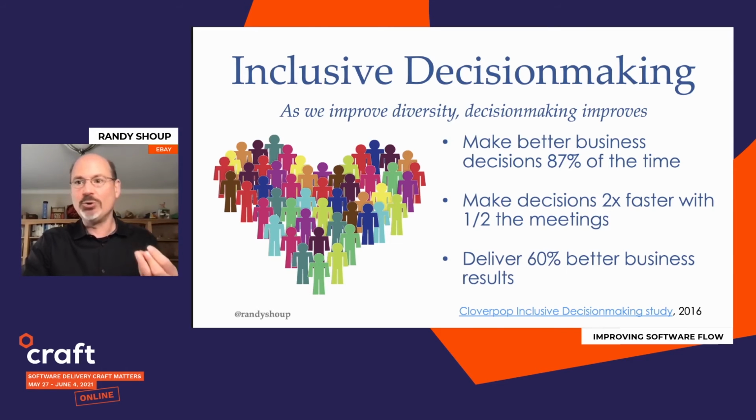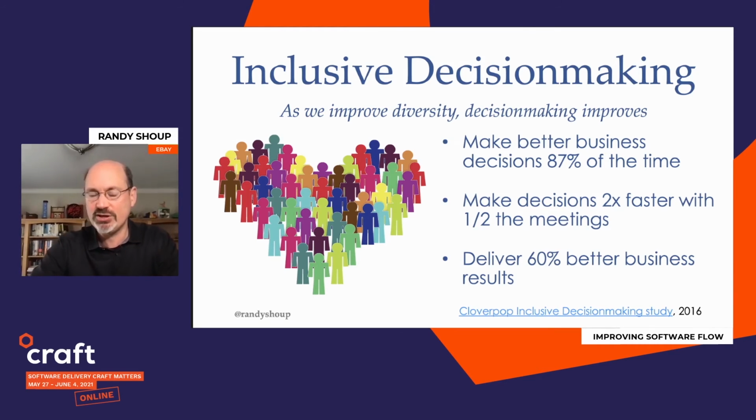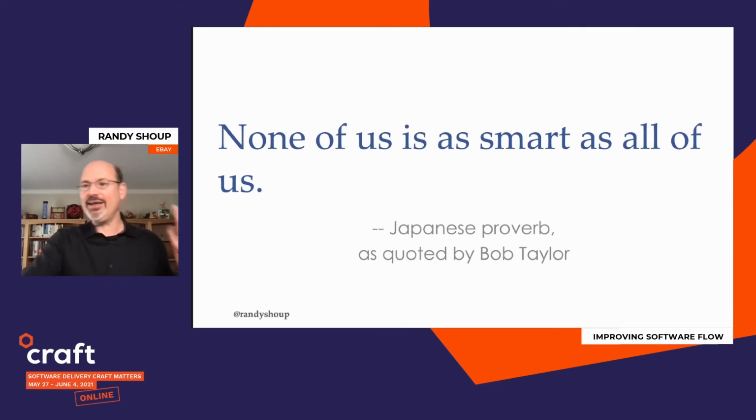But if you had one, you were making better decisions like 60% of the time. And if you had two of them, you were making them like 70% of the time. So like every incremental more diversity that we have in terms of decision making, the better and better decisions that we're actually going to make. And again, within the context of psychological safety, people are able to speak the truth. This gives you better business results. Okay, and the overall insight here obviously comes from this Japanese proverb as quoted by Bob Taylor, who ran the Xerox PARC research labs for many years. None of us is as smart as all of us.